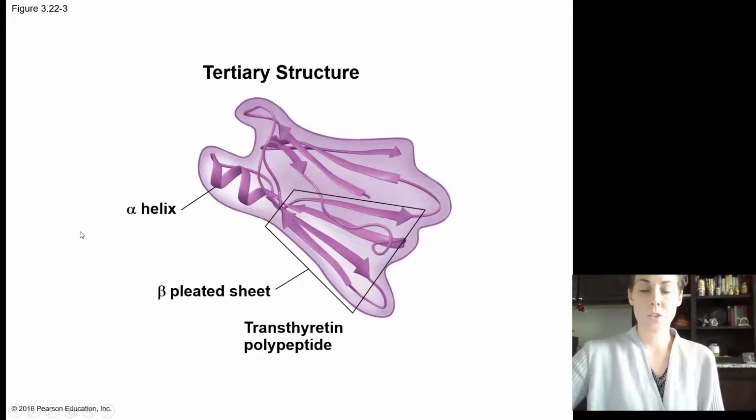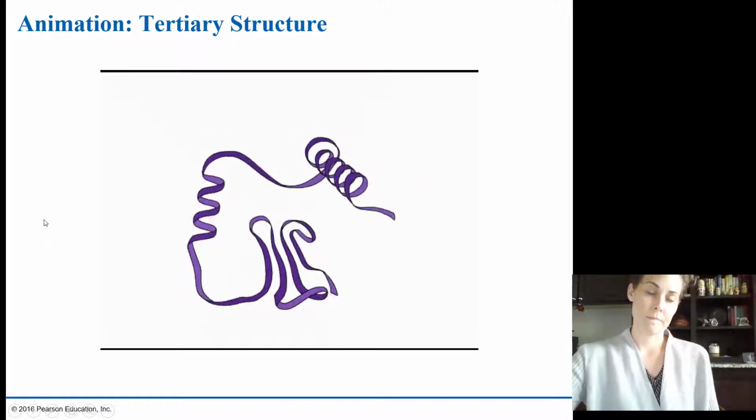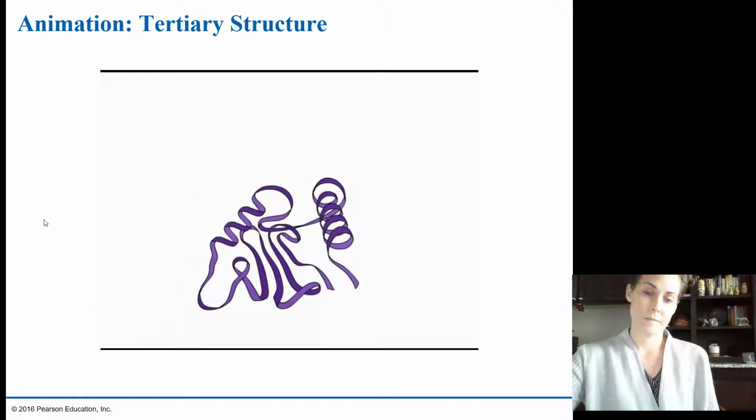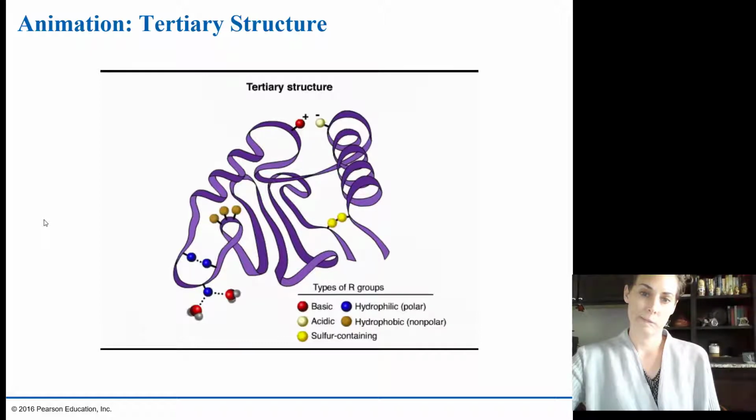And then the tertiary structure is how all those secondary structures kind of respond to one another. Superimposed on primary and secondary structure is tertiary structure, irregular loops and folds that give the protein its overall three-dimensional shape. The irregular folding of tertiary structure results from interactions among the R groups of amino acids.